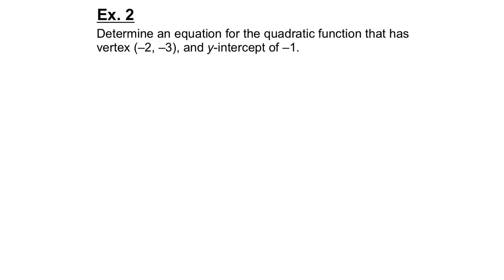So why don't you try this one on your own? Determine an equation for the quadratic function that has vertex (-2, -3) and y-intercept of -1. So you know the vertex and another point, just like we did in the previous example. So pause the video and try this one on your own.